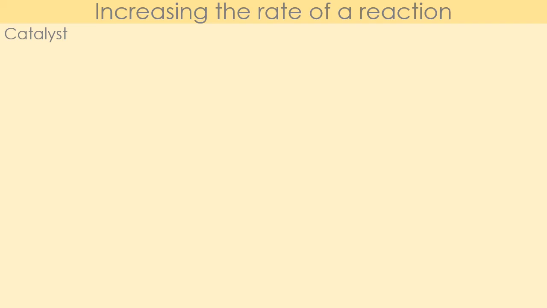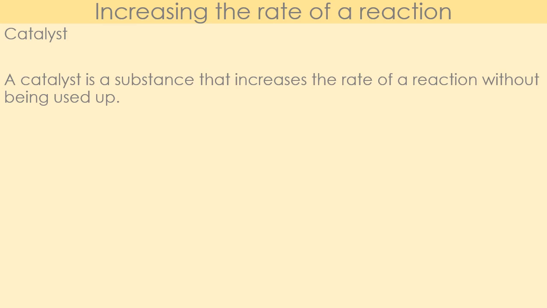So with a catalyst, this is slightly different. Now, a catalyst is a substance that increases the rate of a reaction without being used up. So it will make the reaction happen faster. Now, it can be another chemical, or it can be different enzymes that we find in things. For example, they could be in a piece of liver, in a potato, in a carrot. They will all work as catalysts.